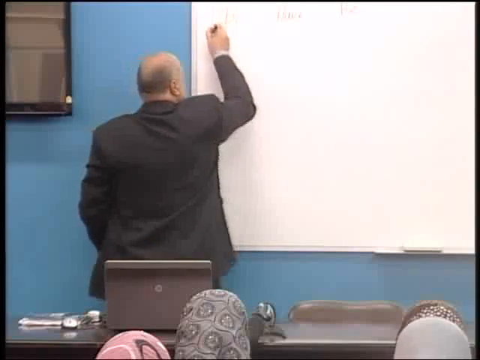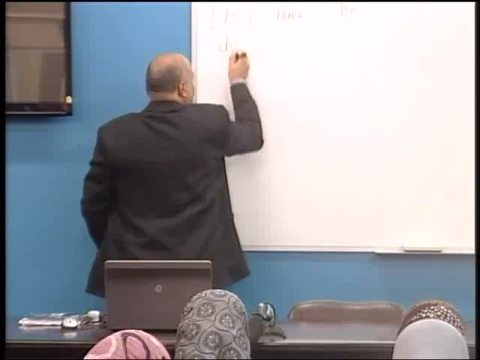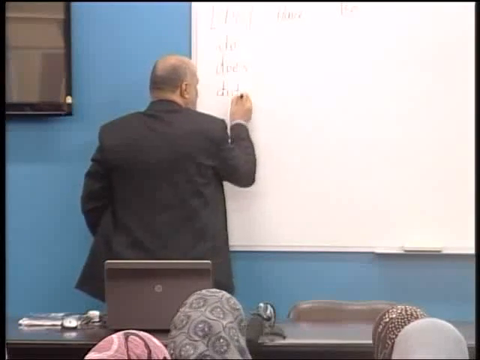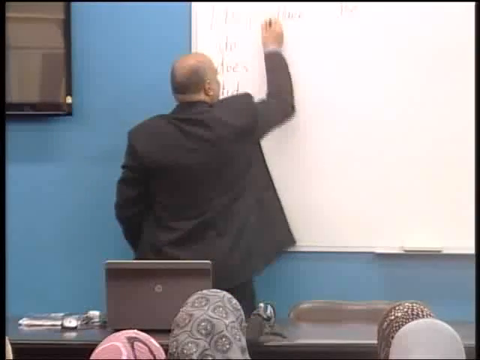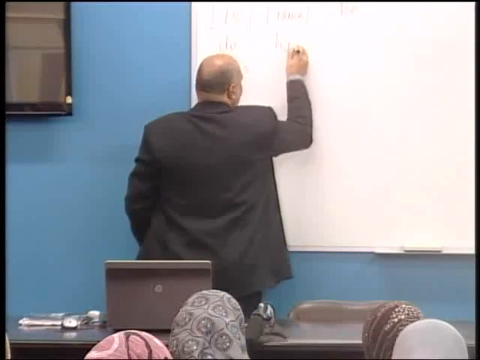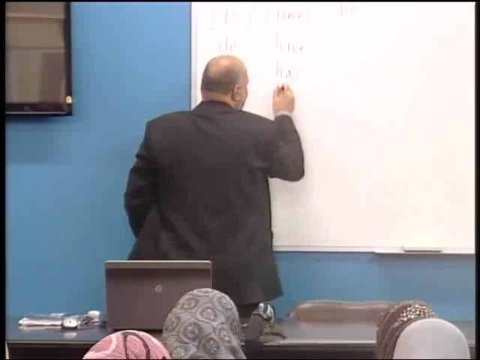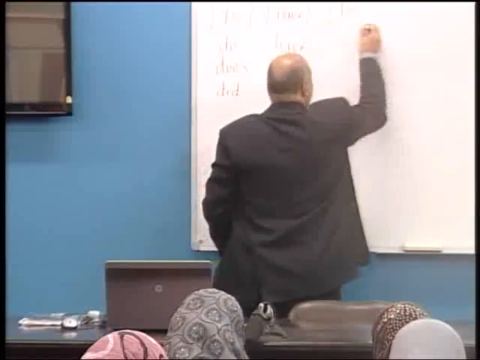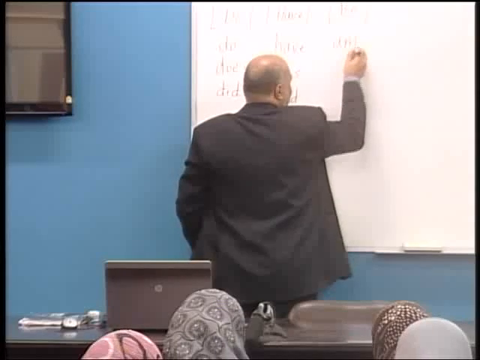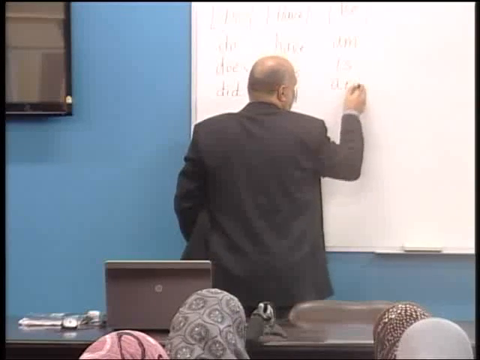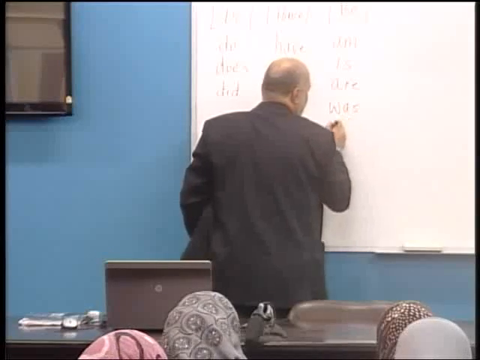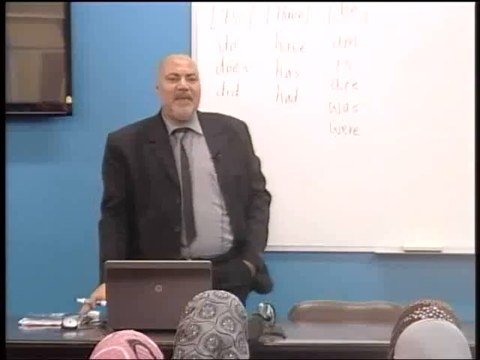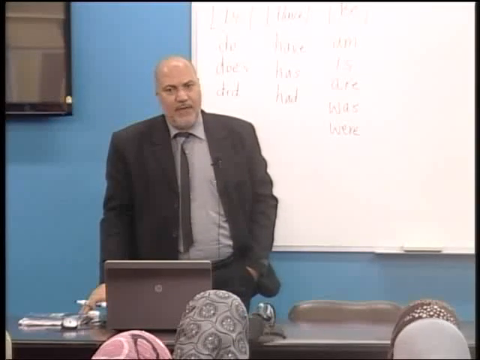So, if I say do, it means do, does, and did. When I say have, it means have, has, and had. When I say be, it means am, is, are, was, were. These are the helping verbs or the auxiliary verbs.